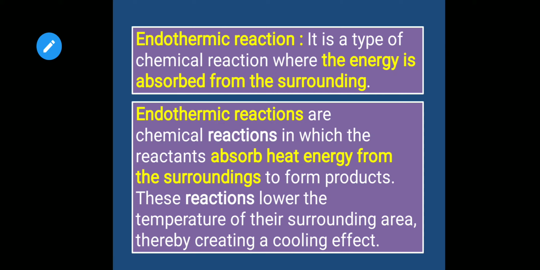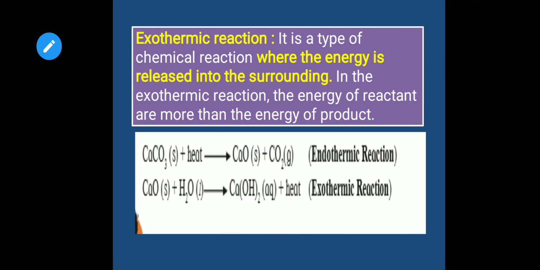Now what is an exothermic reaction, which is exactly opposite to an endothermic reaction? In an exothermic reaction, the energy is given out into the surroundings. So it is a type of chemical reaction where the energy is released into the surroundings, meaning energy is given out. In the exothermic reaction, the energy of the reactants is more than the energy of the product.